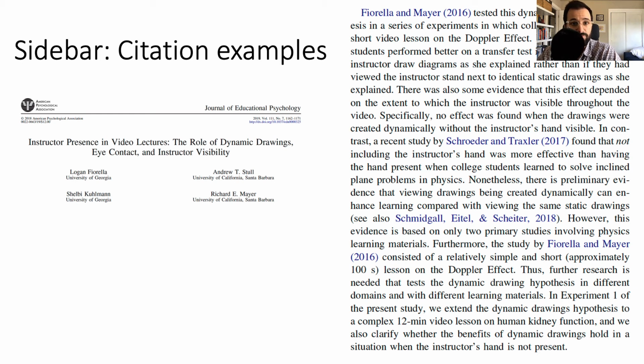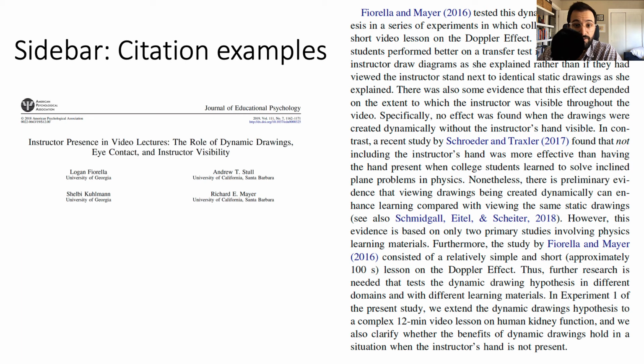So we've got Fiorella and Mayer tested this hypothesis in a series of experiments. That's a really nice way to write that. And then they talk about what their results indicated. A recent study by Schrader and Traxler found, a nice way to use it again. So those are both ways to include the names in the sentence. There's a third one down here, the study by Fiorella and Mayer consisted of. It's back to that first one.